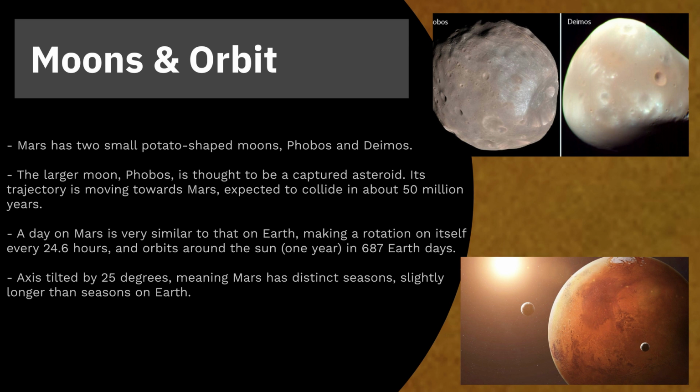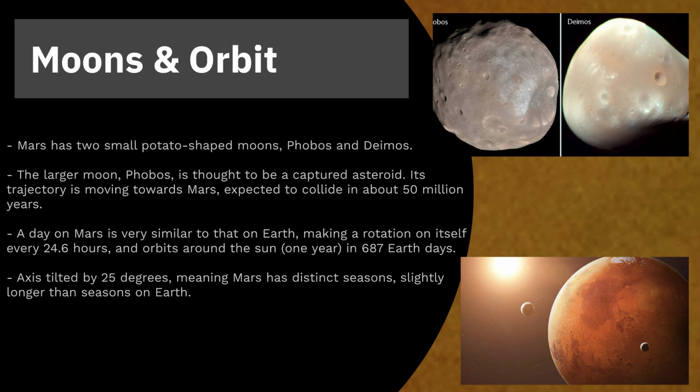Deimos is about half the size of Phobos and orbits about 2.5 times farther away from the planet. The surface of the oddly shaped moon is covered in loose dirt, which often fills the craters on its surface, making it appear smoother. A day on Mars is very similar to one day on Earth. It takes the planet 24.6 hours to make a complete rotation on itself and orbits the Sun in 687 days, which is 1 year on Mars.